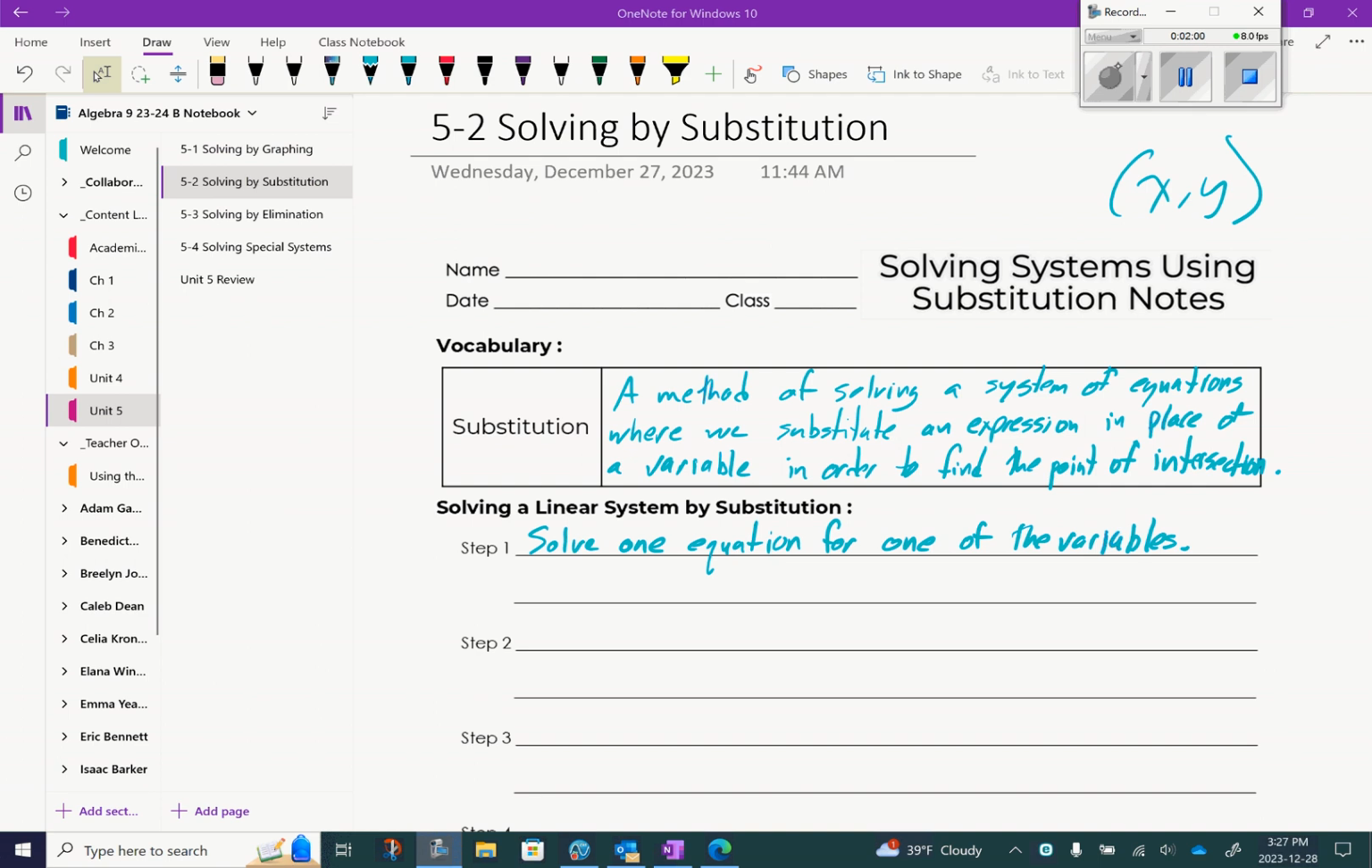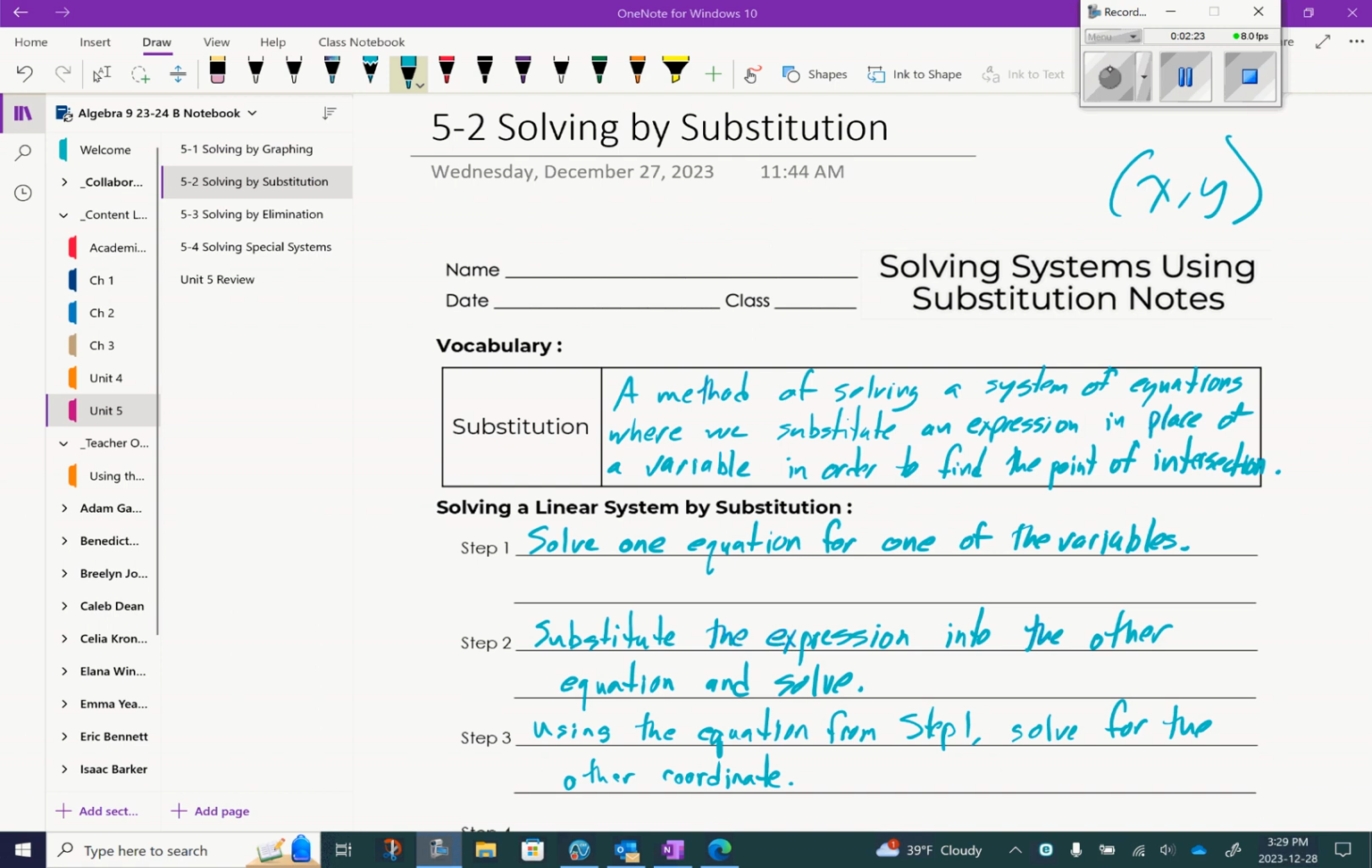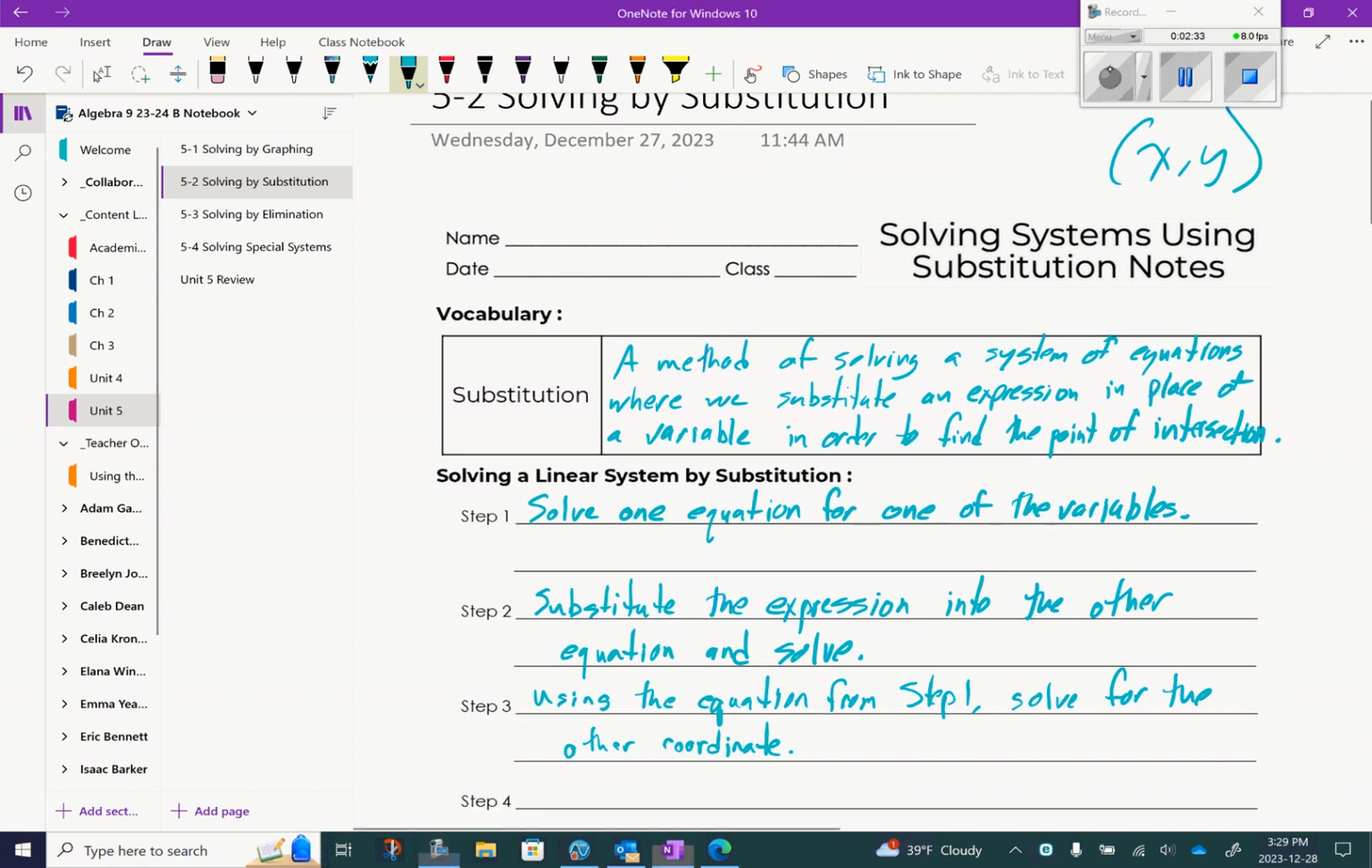Step two, then, is we're going to substitute that expression that we just created in step one into the other equation. Remember, there are two of them, and we're going to solve that. That should give us one of our coordinates. But again, we're looking for both of them. So step three is we're going to take that value that we just found, go back to the equation that we used in step one, and solve it for the other coordinate.